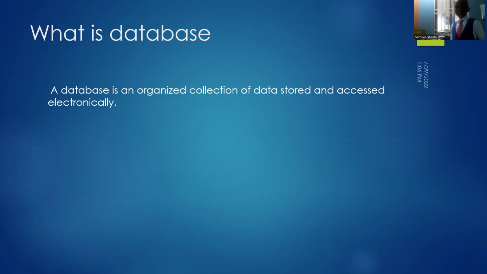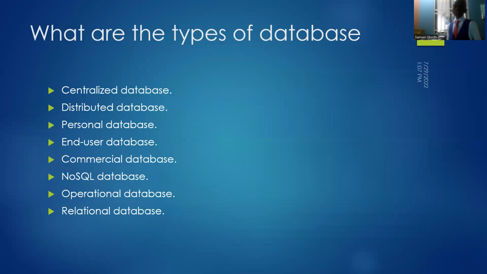What is a database? A database is an organized collection of data and accessed electronically. What are the types of databases? Centralized database, distributed database, personal database, end user database, commercial database, NoSQL database, operational database, and relational database.